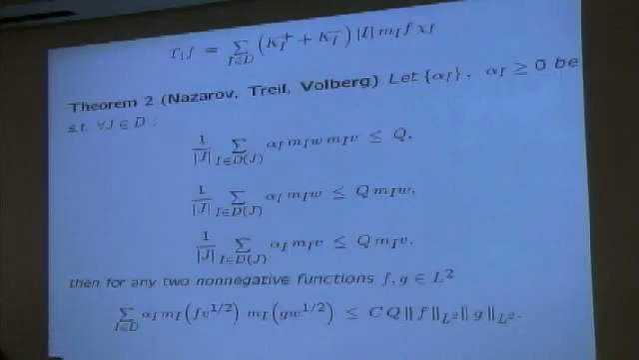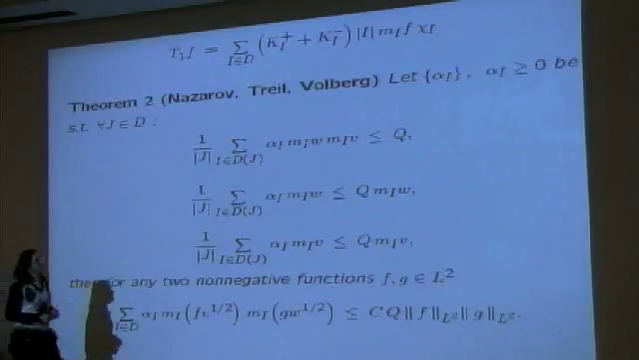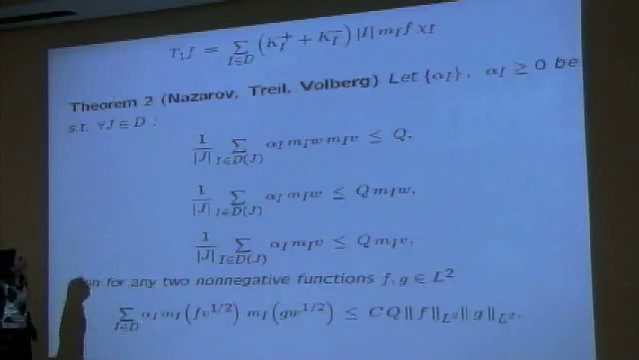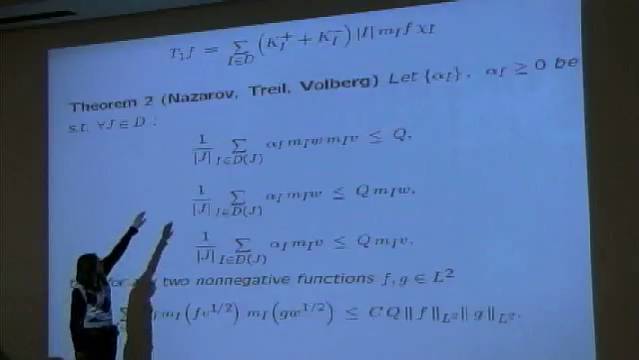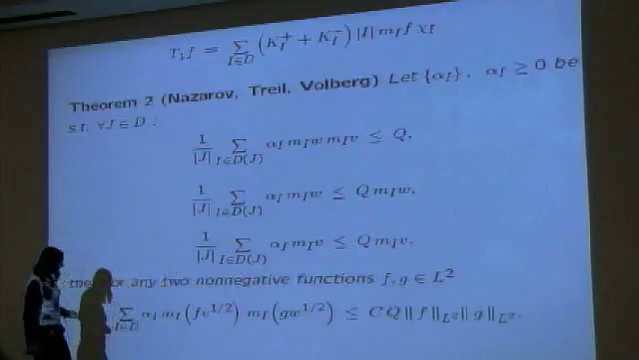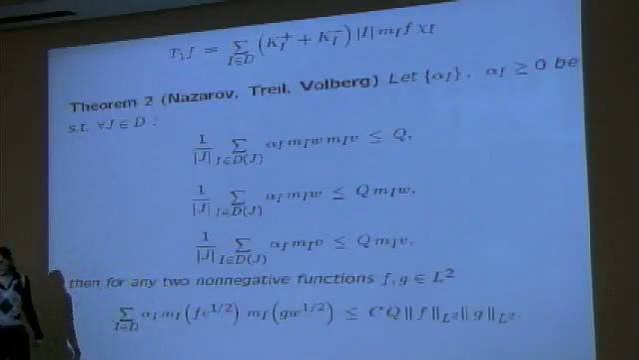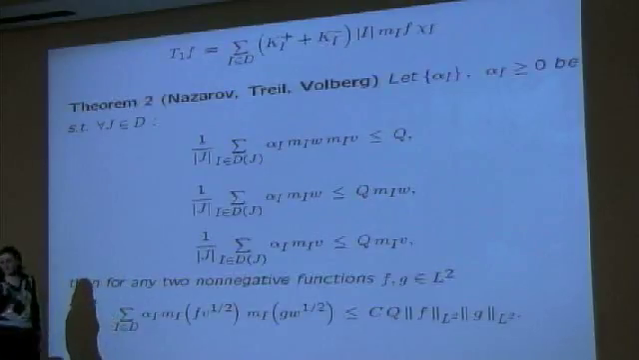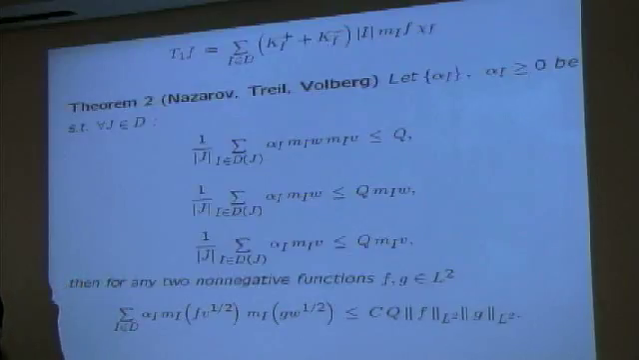But thanks to Nazarov, Treil, and Volberg, they took care of it. They have this theorem that we often refer to as the bilinear embedding theorem, which says that for a non-negative sequence of numbers alpha I, whenever you can prove these three top inequalities, then you can prove the bottom one. The bottom one is just the bound on T1 by duality and nothing else.